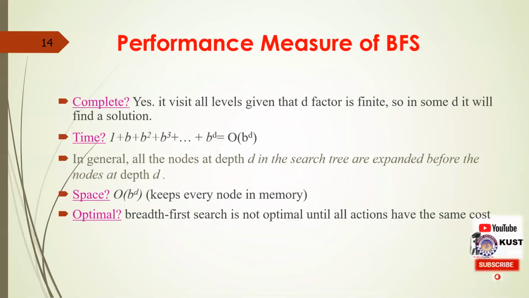The space complexity is the same as the time complexity because all the leaf nodes of the tree must be maintained in memory. And breadth first search is optimal as long as the costs of all edges are equal.